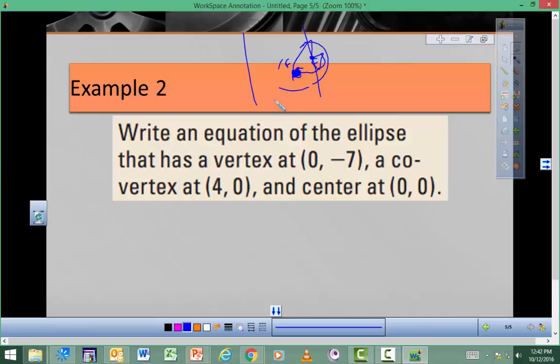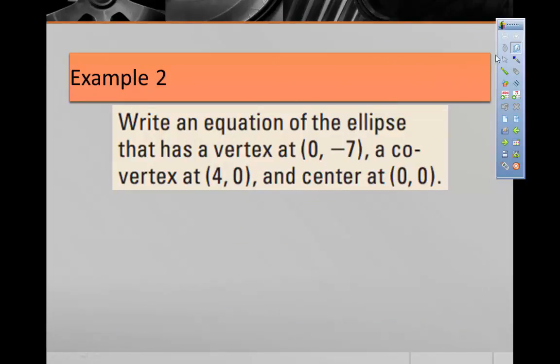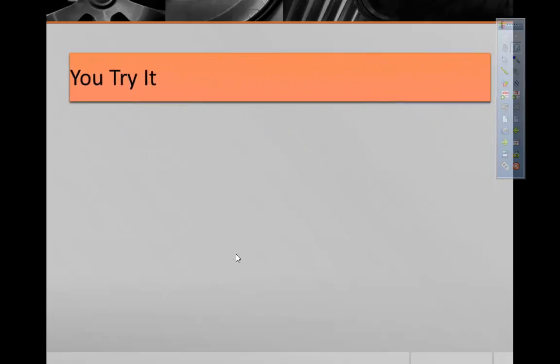I don't know for sure, I've never had this procedure done, but I've seen pictures in books that show how this works, and you might even see one in your book. So ellipses are pretty cool stuff. Now you'd like to try it, right?